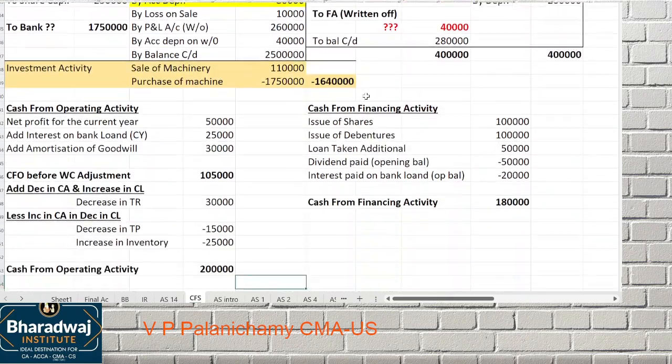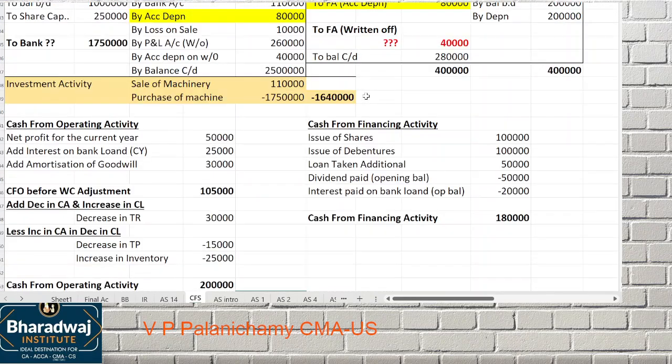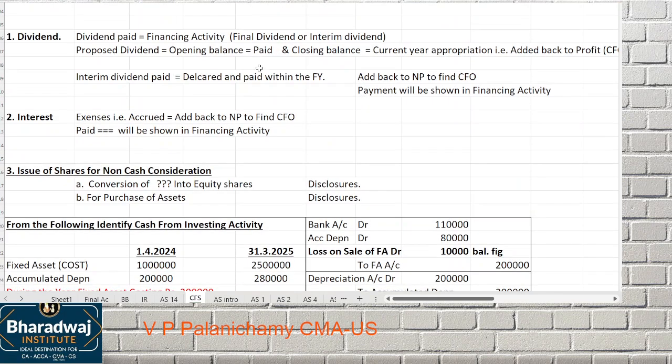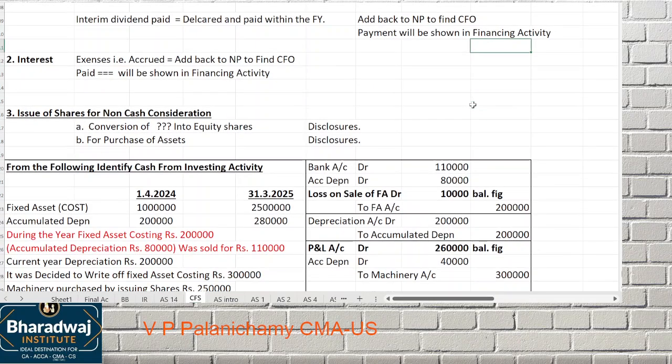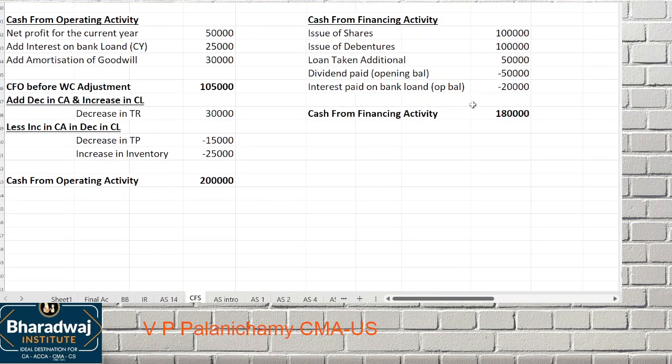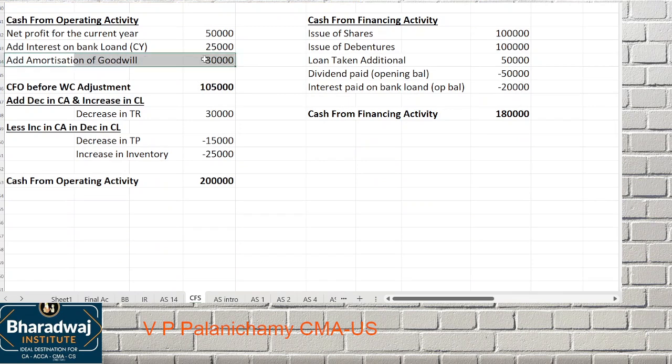First type of financing activity, that is what we had seen in the beginning. Proposed dividend. Opening balance will be taken as what? Paid, in which activity? Financing activity. Closing balance will be taken to what? Profit and loss. Because it is proposed out of current year profit, non-operating item, we will add.